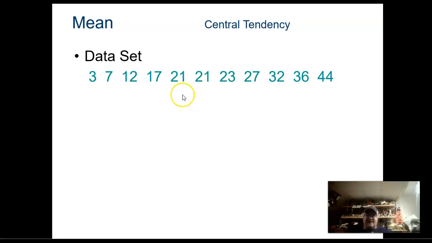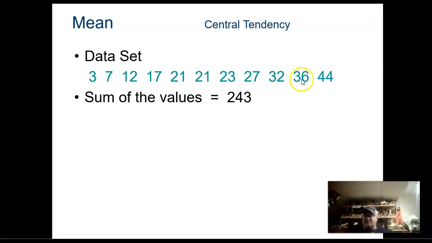So here I have a data set. Let's count and see how many we got. 1, 2, 3, 4, 5, 6, 7, 8, 9, 10, 11. I'm given an 11 value data set. If I sum all these up, I'm going to take 3 plus 7 plus 12 plus 17 plus 21 plus 21 plus 23 plus 27 plus 32 plus 36 plus 44, and we're going to end up with the sum of all those that equals 243. Now, we just counted. We know that we have 11 values in that data set.